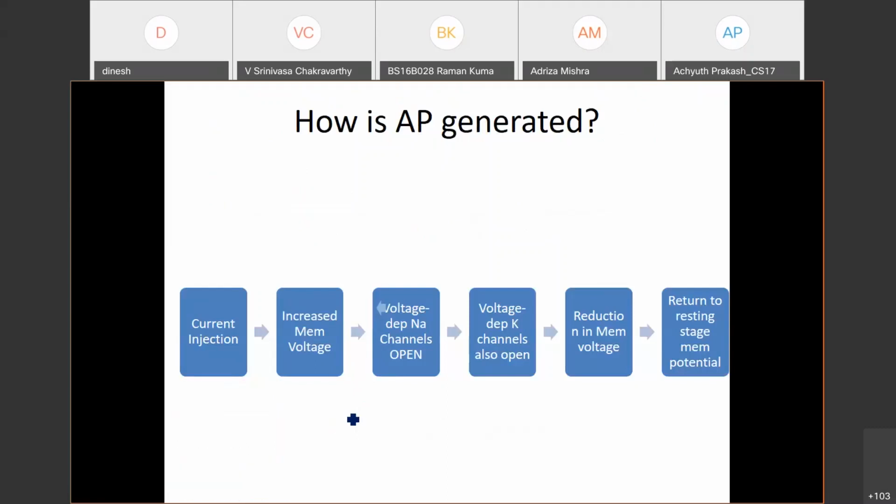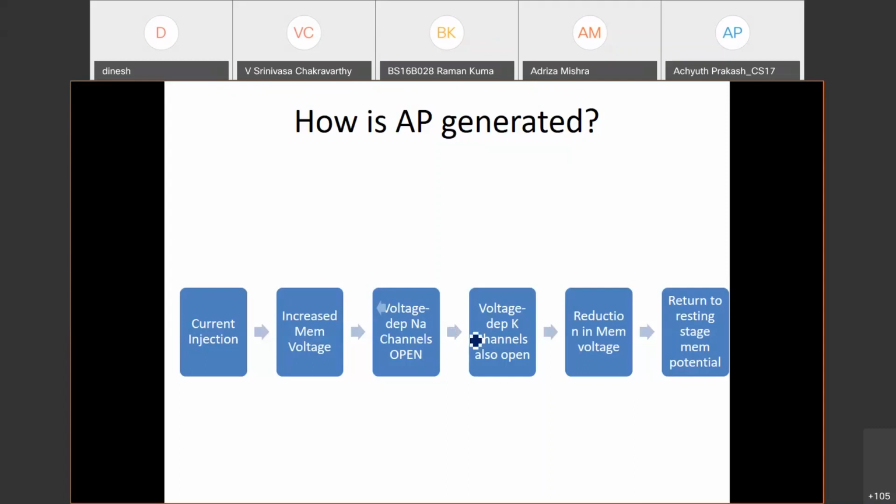Right, and then when you increase the voltage, we know that sodium channels open, because sodium channels are voltage-dependent channels, and their property works in two ways. If you open sodium channels, the voltage goes up. And contrarily, if you increase the voltage, sodium channels open. So it works both directions. So sodium channels open up, and that will increase the voltage further, right?